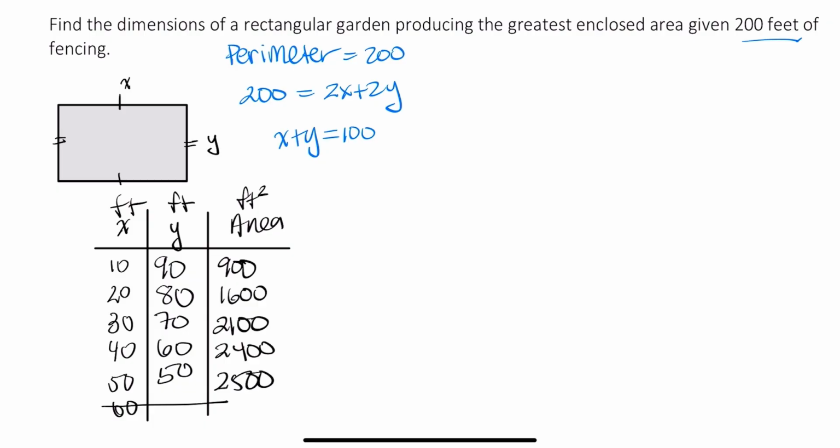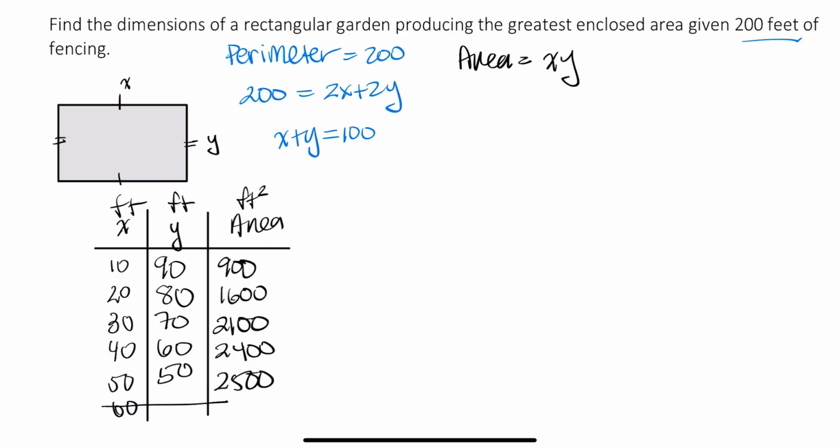All right, so it looks like 50 is likely going to be our value. A side of 50 is going to be one of the dimensions that maximizes our area. Now let's go ahead and set up a function to prove this. So we know the area is side times side, so length times width. So that's x times y.